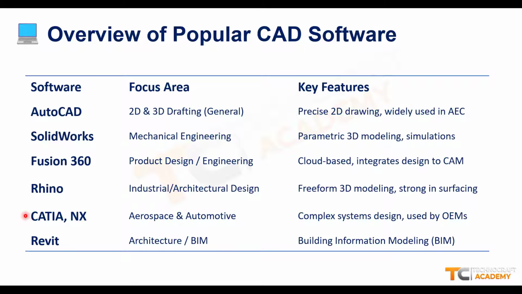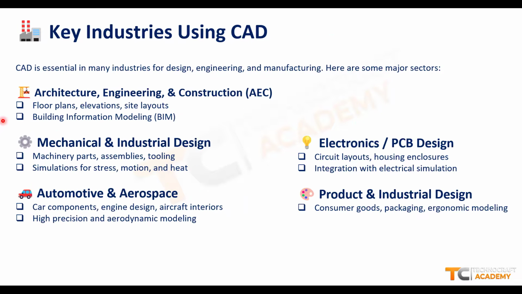NX and CATIA are the top-notch tools used in automotive and aerospace industries because of their modeling and surfacing capabilities, as well as model handling capabilities like PLM, which are great in these tools. Revit is mainly for architecture and BIM designs, just for information. Today we are just focusing on SolidWorks.